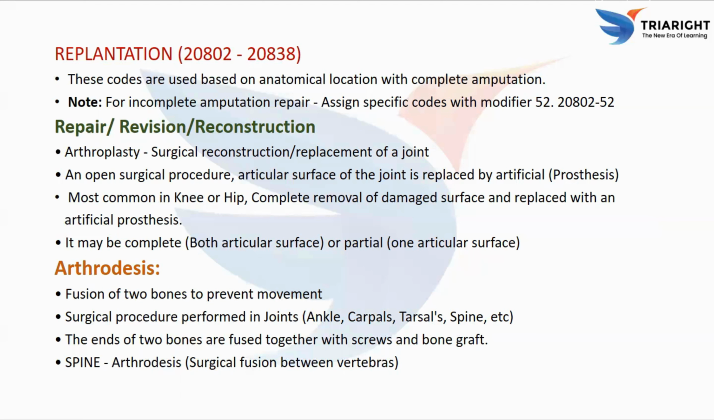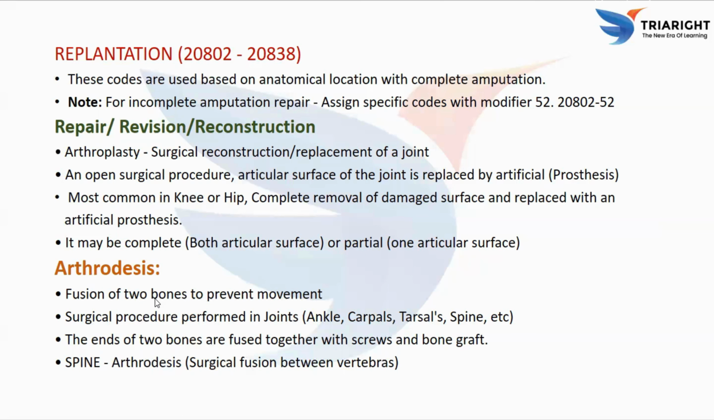So what are the common joints for arthroplasty? Knee, hip, and sometimes shoulder and elbow. So there are types of arthroplasty: total arthroplasty, where both joint surfaces are replaced, and partial arthroplasty, where only one joint surface is replaced. For example, total knee replacement and partial hip replacement. So what is a coding concept under arthroplasty? Arthroplasty codes usually include removal of the damaged bone, implant insertion and joint reconstruction.